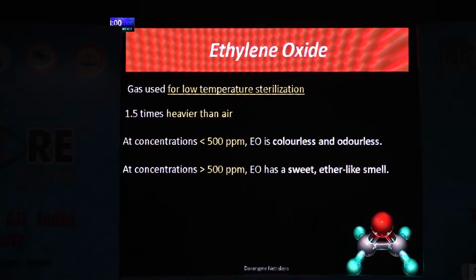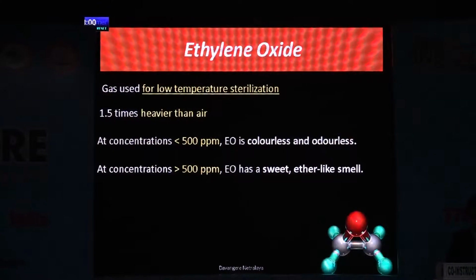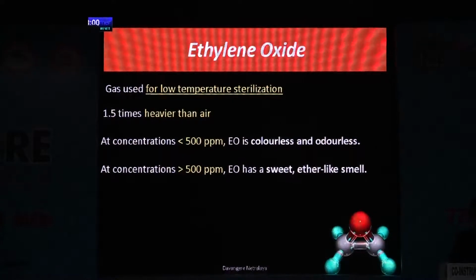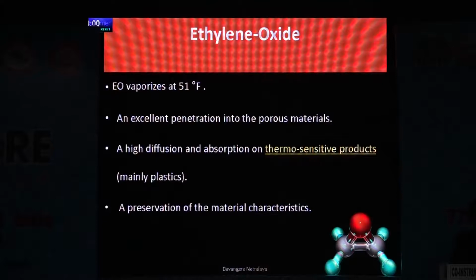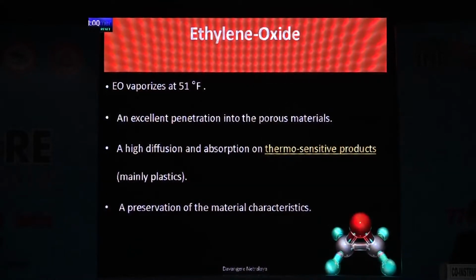So ETO is basically a low temperature sterilization. Let me tell you a little bit about the properties of ethylene oxide. It is heavier than air. At 500 parts per million, it is a colorless, odorless gas. At more than 500, it has a sweet, ether-like smell. It vaporizes at 51 degrees Fahrenheit, and it's mainly very useful for thermosensitive products like plastics, or hollow tubings. If you want to sterilize these, then ETO is the best option.